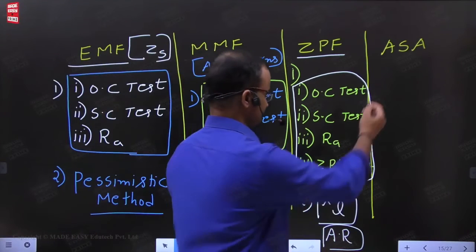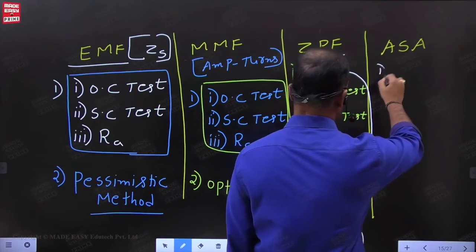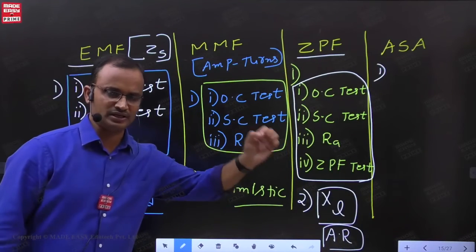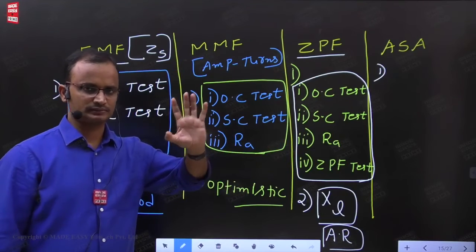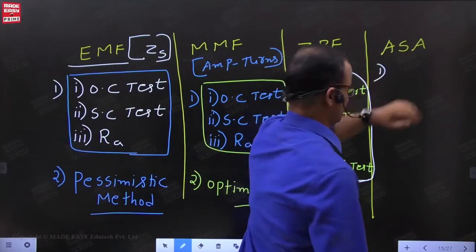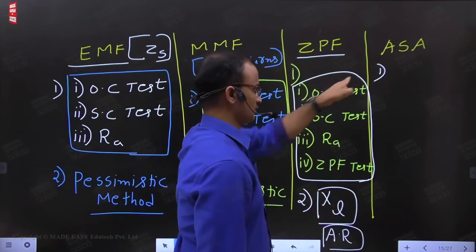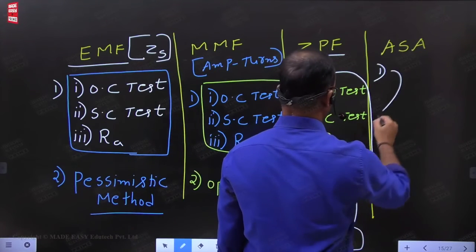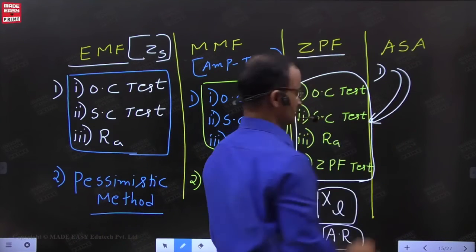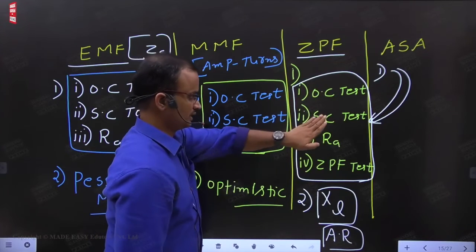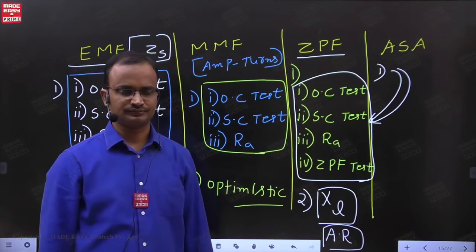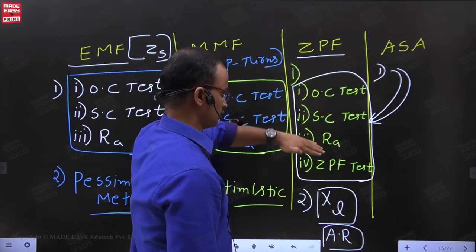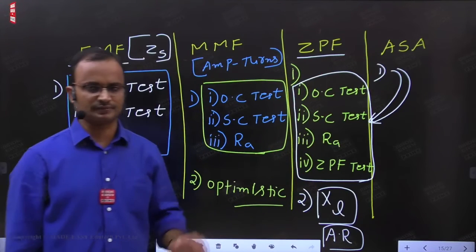Come to the last one, ASA. ASA means American Standard Association. Again here, the same test data is required: OC, SC, armature resistance, and ZPF. In the case of the ASA method also, the same test results are required.